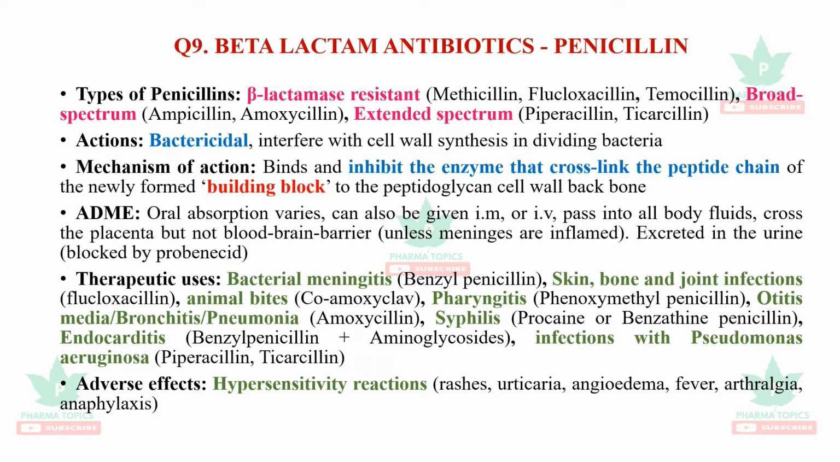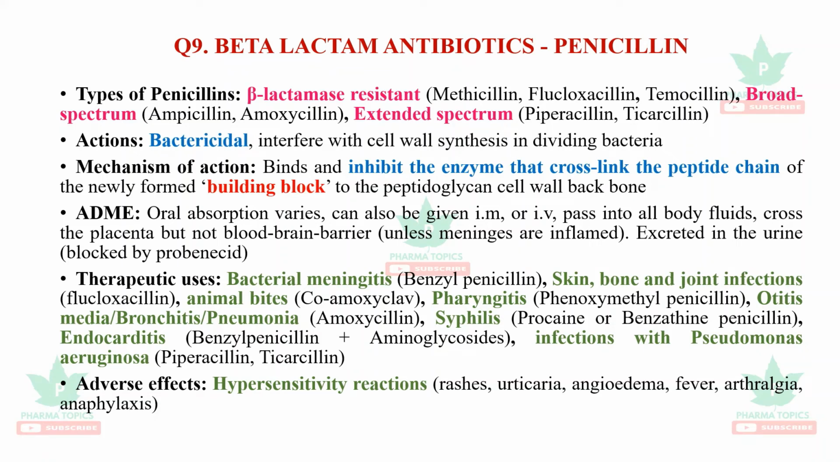They interfere with the cell wall synthesis in the dividing bacteria. They bind and inhibit the enzyme that cross-links the peptide chain of the newly formed building block to the peptidoglycan cell wall backbone. It is a transpeptidase enzyme. Oral absorption varies. It can be given by intramuscular or intravenous route. It crosses the placenta but does not cross the blood-brain barrier unless the meninges are inflamed. The penicillins are excreted in urine, which is blocked by probenecid.